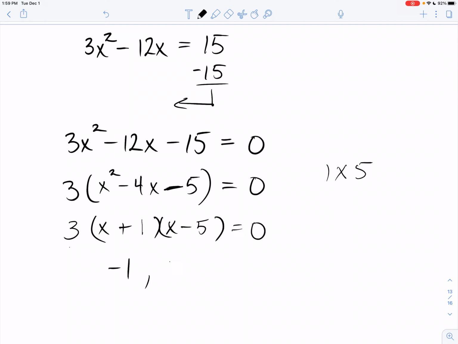My answer here is -1. My answer here is 5. There's my 2 answers. And I say, dang, I was supposed to find 2 answers anyway, because that's what we do when we solve quadratics. We find 2 answers to every question.